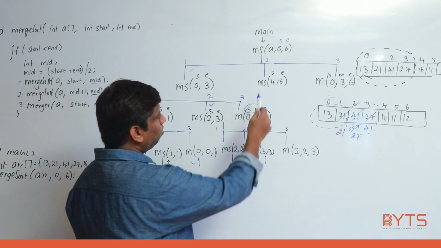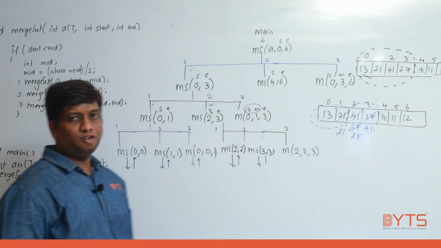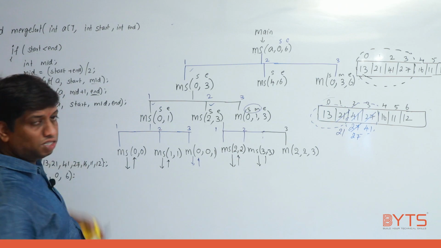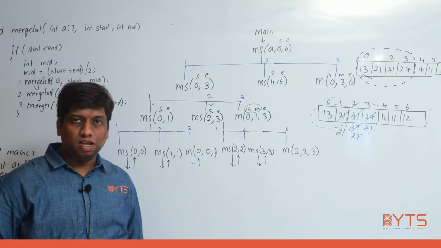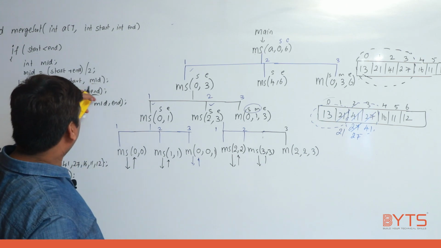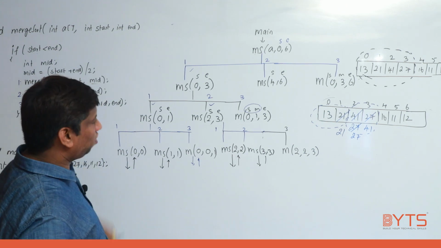Now I need to come to the second line. What is the second line telling? Merge sort of 4, 6. 4 less than 6 is true. 4 plus 6 is how much? 10. 10 by 2, 5. Means 4 to 5, next 5 to 6 I need to do, right?